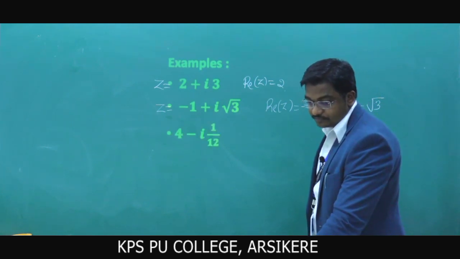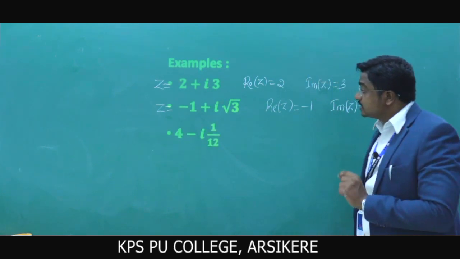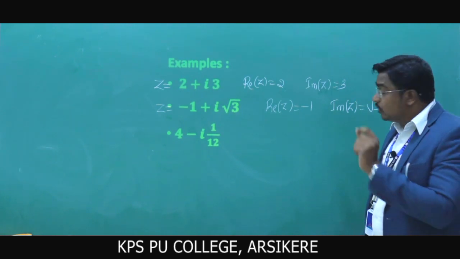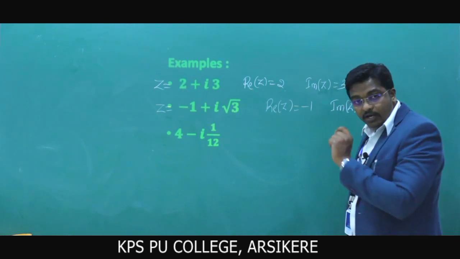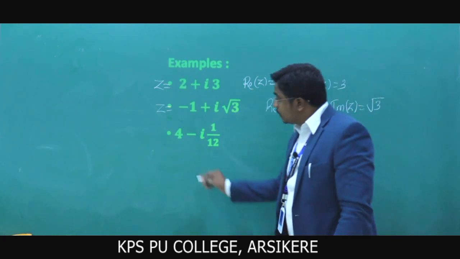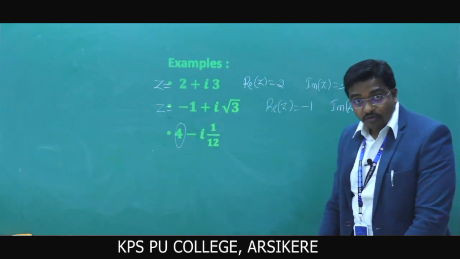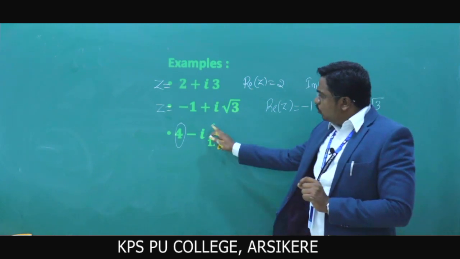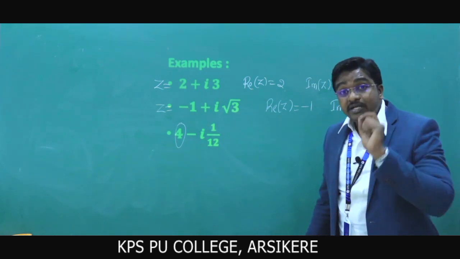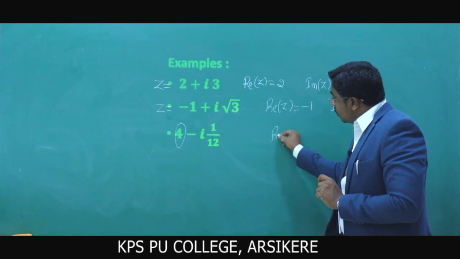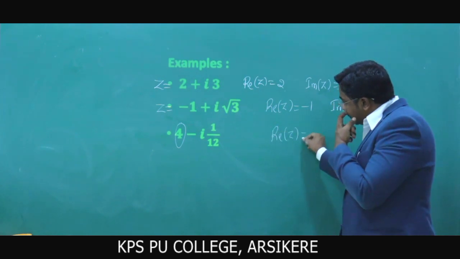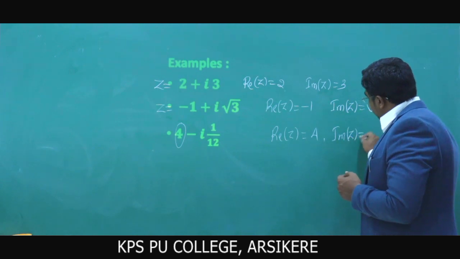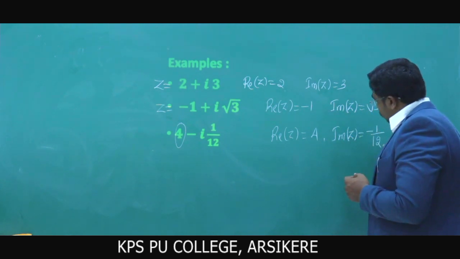And the next one, 4 minus i into 1 divided by 12. What is the real part? Very good. Real part is 4. What is the imaginary part? Can we say 1 by 12? No, it is minus 1 divided by 12. Re of z is equal to 4 and im of z, that is the imaginary part of z, is minus 1 divided by 12.